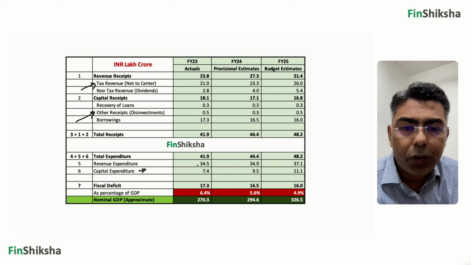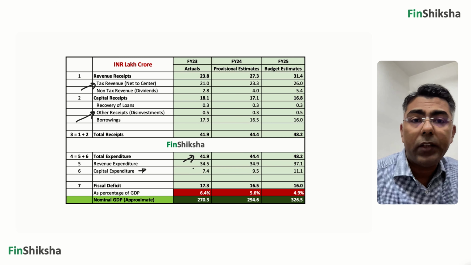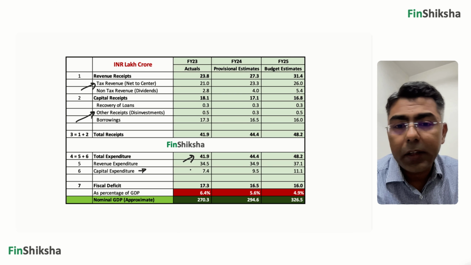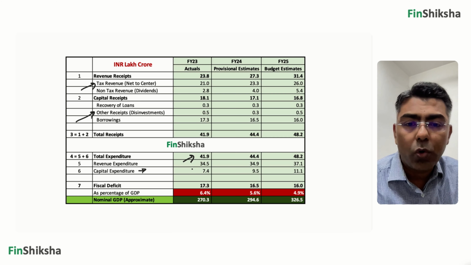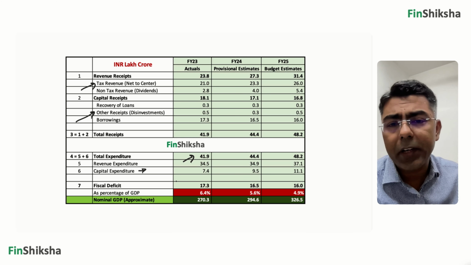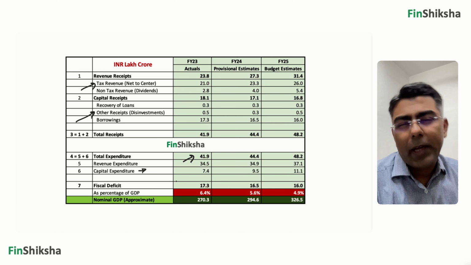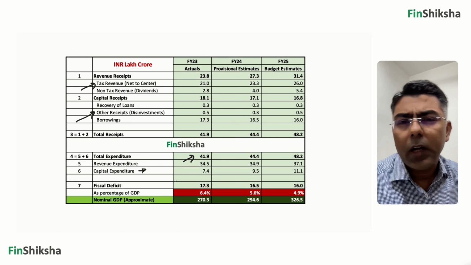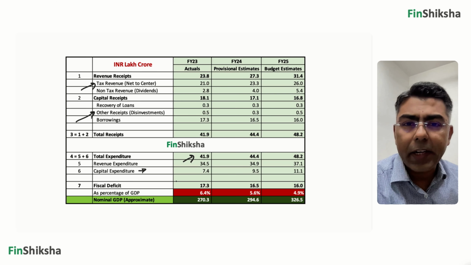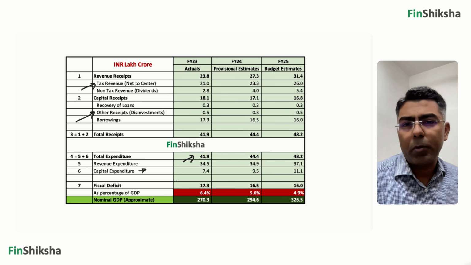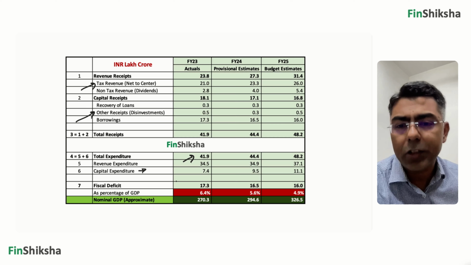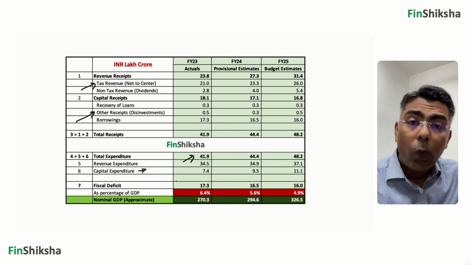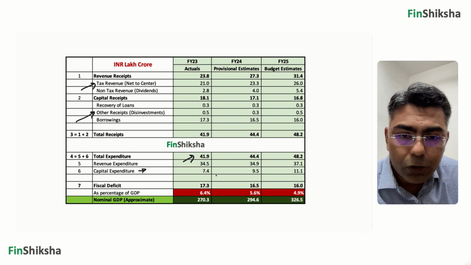If you see a few years back, out of this 41 lakh crore in 2023, you had like 34.5 lakh crore as your revenue expenditure, and capital expenditure was about 7.4 approximately. If you look at out of the overall expenditure number, the number doesn't look a very flattering number as such, right? It looks like probably 15-17% of your overall expenditure is going towards capital expenditure. What has happened interestingly is this number has grown well.